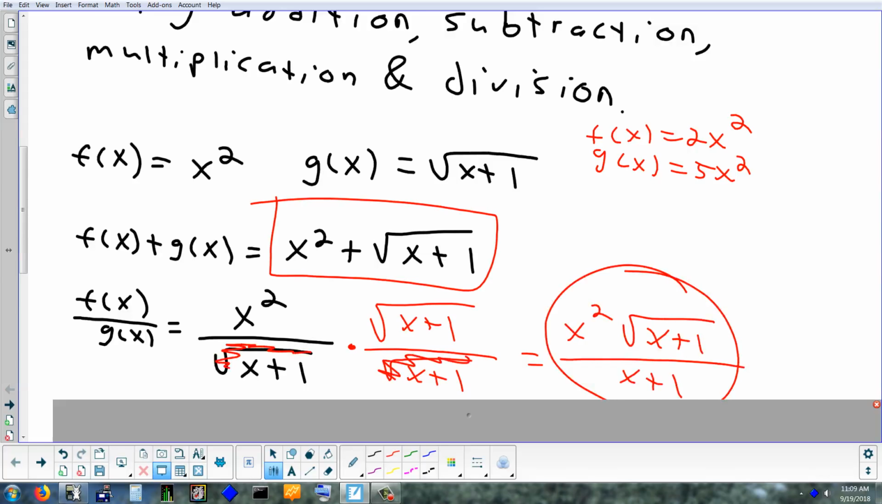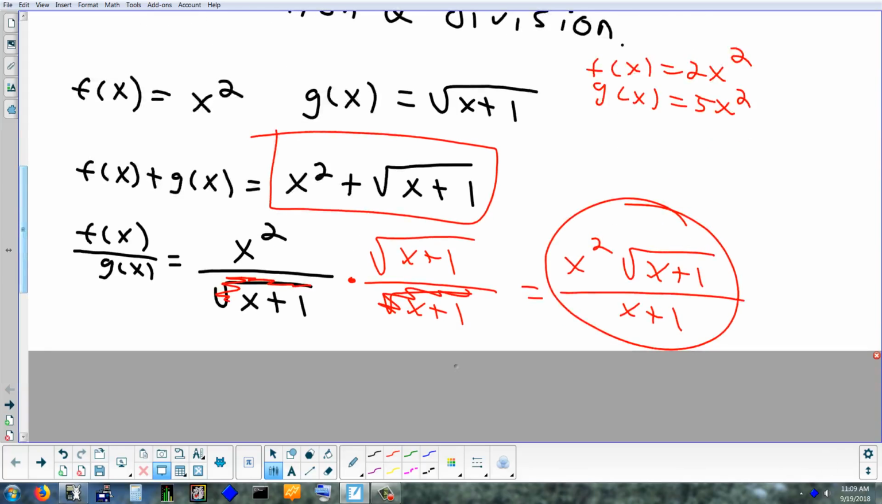Okay, so we get square roots out of the denominator all the time. It's usually numbers. In this case, there was also a letter. Any questions on what we did there?